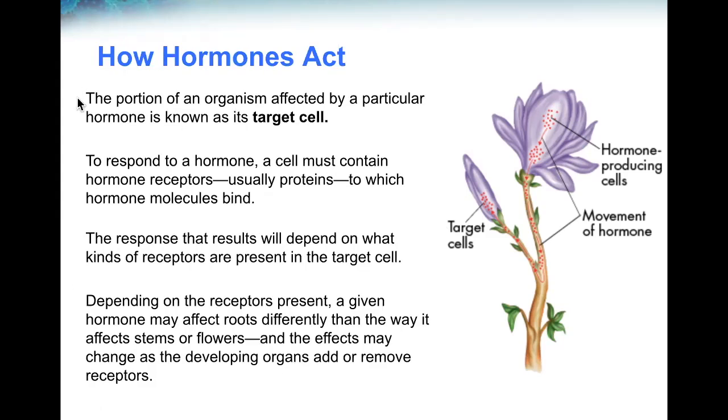A portion of an organism affected by a particular hormone is known as its target cell. To respond to a hormone, a cell must contain hormone receptors, usually proteins, to which hormone molecules bind. The response that results will depend on what kind of cell receptors are present in the target cell. Depending on the receptors present, a given hormone may affect roots differently than the way it affects stems and flowers, and the effects may change as the developing organs add or remove receptors.